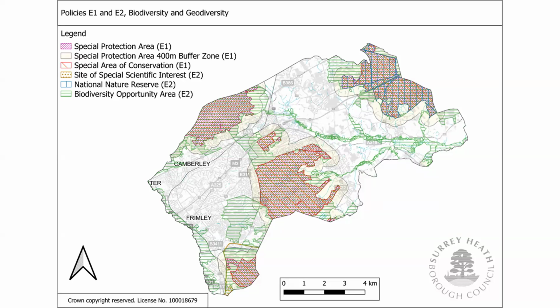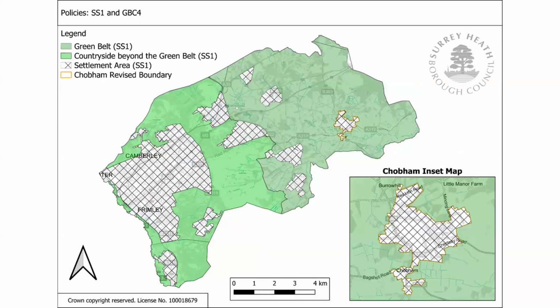The next slide shows the Greenbelt and countryside located in the borough. So the Greenbelt is focused in the east of the borough around rural settlements such as Bisley. This covers approximately 43% of the map area. The map also shows the boundary of the Chobham settlement area, which has been inset from the Greenbelt. The map also indicates the location of countryside beyond the Greenbelt across the borough, as well as boundaries of settlement areas in the borough.